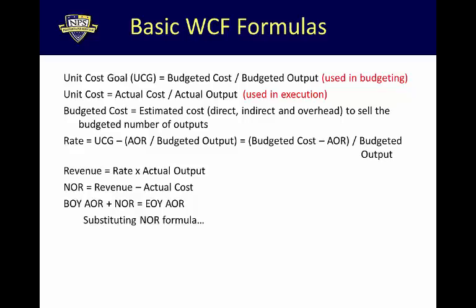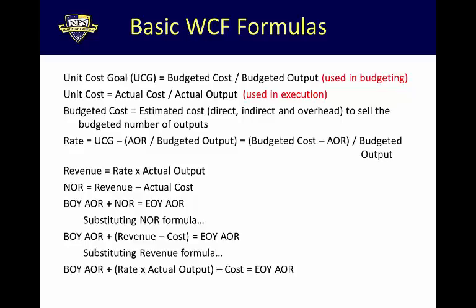If we substitute the NOR formula in that expression, we have the beginning of the year AOR plus our revenue minus our cost gives us our end of the year AOR. Gives us the same figure. We could then substitute the revenue equation and say that our beginning of the year AOR plus the rate times our output minus the cost to deliver that output is our end of the year AOR.